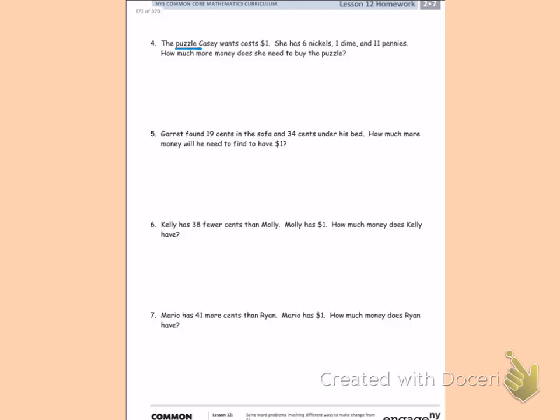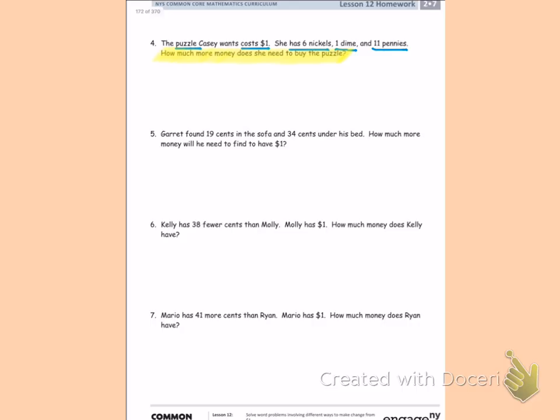The puzzle costs $1. That's an important detail, so I underlined it. She has 6 nickels, 1 dime, 11 pennies. Those are also important details to underline. The question says, how much more money does she need to buy the puzzle? I highlighted that so that I remember that I need to answer the question when I'm all finished.